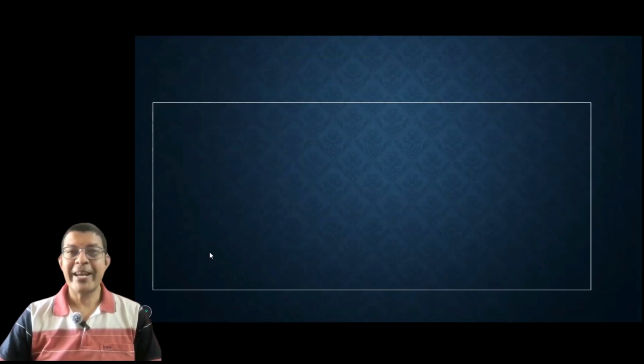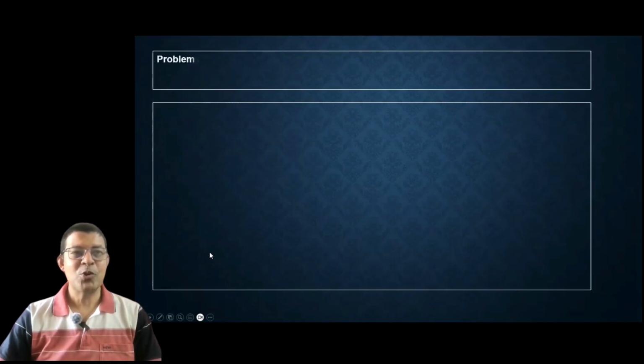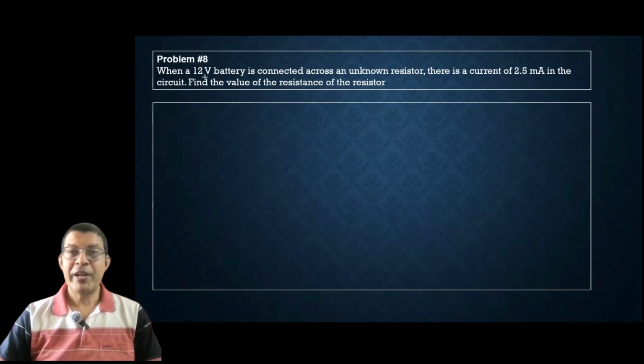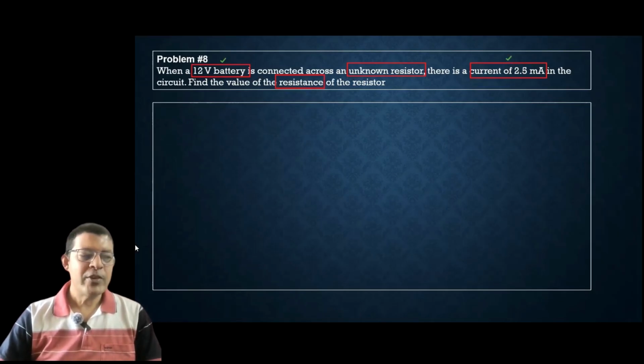Your second problem in this session is problem number 8. What is given in the problem? If you have already read the problem, solve it yourself. A 12-volt battery is connected to an unknown resistor having a current of 2.5 milliamp. It's asking to find the value of resistance. That means voltage is given, current is given, so apply Ohm's law.